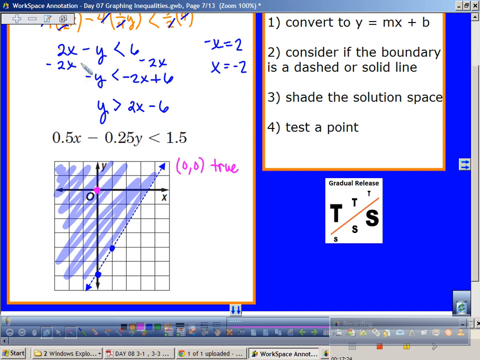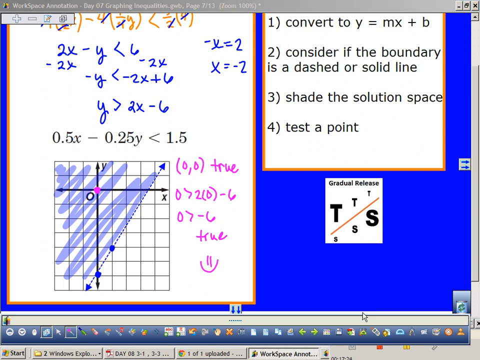Awesome. Okay. So I'm going to plug that back in or substitute 0, 0 in here. So I get 0 is greater than 2 times 0 minus 6. 0 is greater than negative 6. Is that true? Yes. They're both true, so I'm good. Questions, anybody?